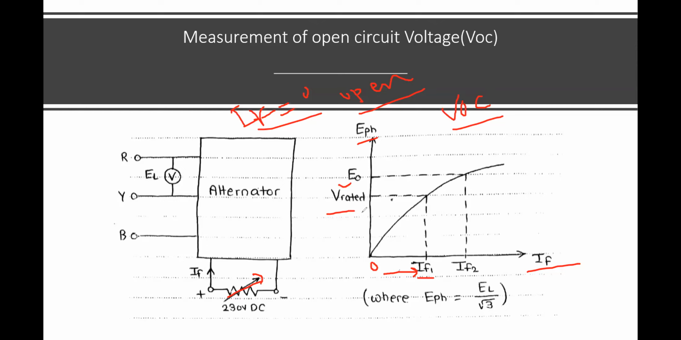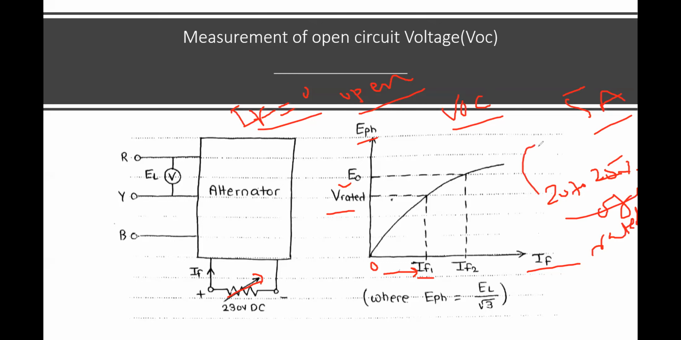After that, I increase the field excitation current by 20 to 25% of the rated current. What is 20 to 25% of the rated current? Suppose I consider 5 ampere as my rated current. The alternator has a 5 ampere rated current, which is displayed on the plate on that alternator.